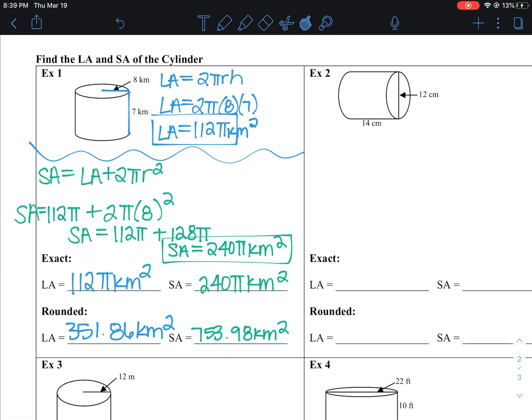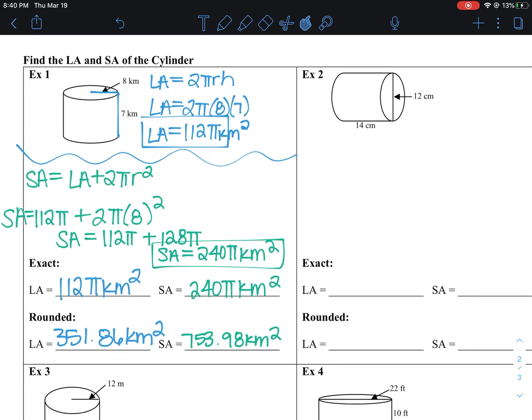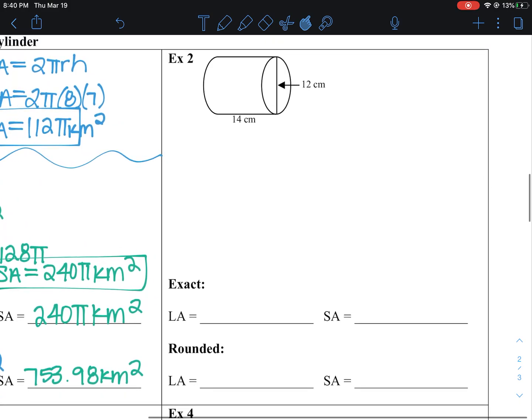And we're done with that one. Okay. So again, as always, if you need a second to let it process, kind of look through the work again, just pause the video or go back and rewind. Okay, but I'll move on to example 2.